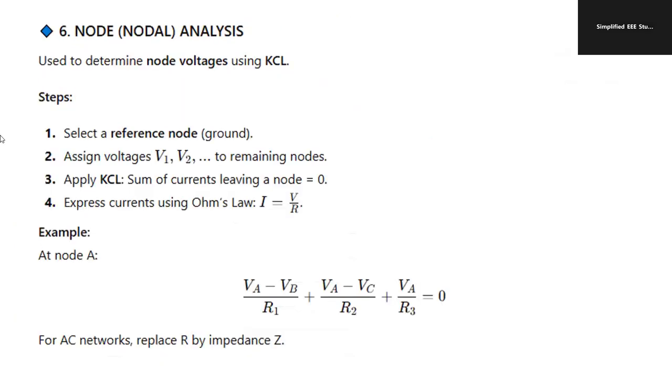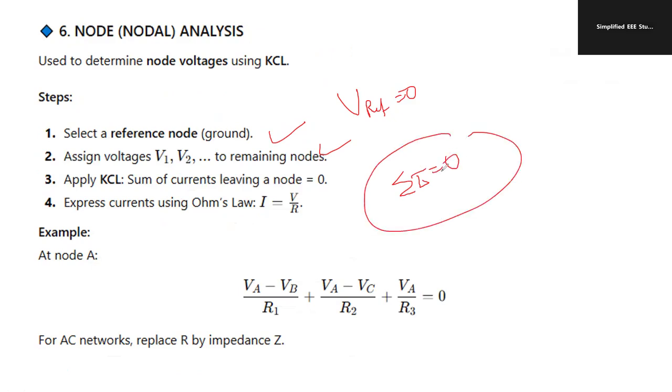For node analysis, the specialty is you have to mark the reference node. The reference node will always be considered 0. Then assign V1, V2 for each node. Then apply KCL: the algebraic sum of currents meeting at a junction is equal to 0. Similarly, express the current using Ohm's law, which is V by R. So this is actually called the current, entering and leaving. The total current meeting at a point is equal to 0.